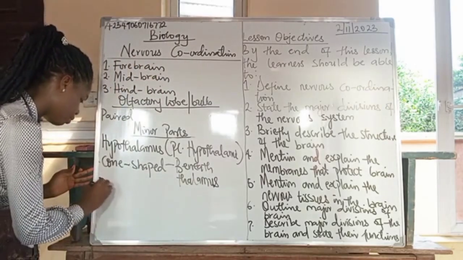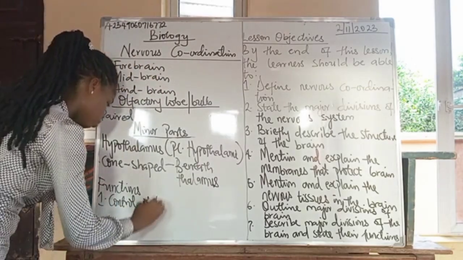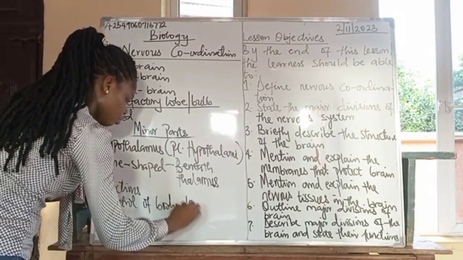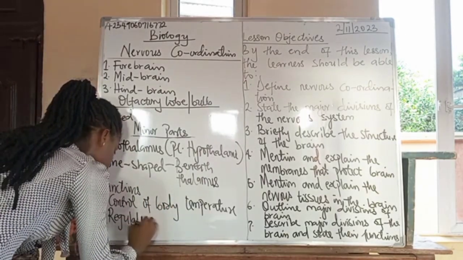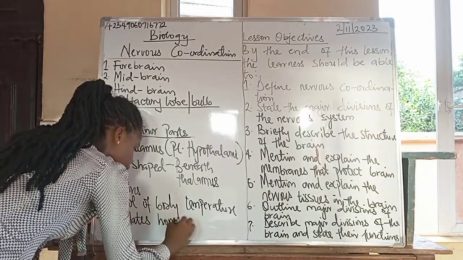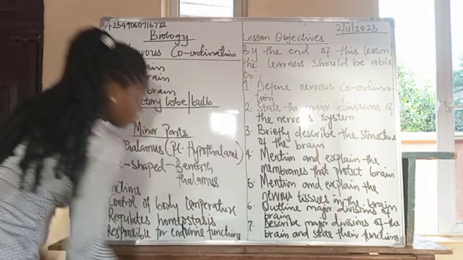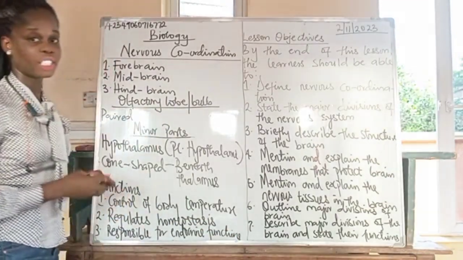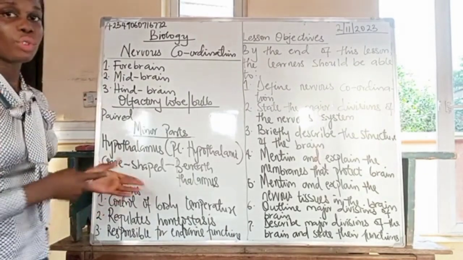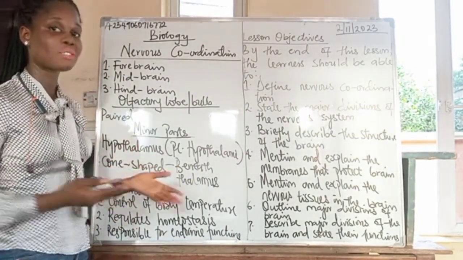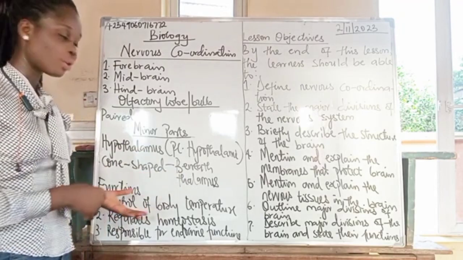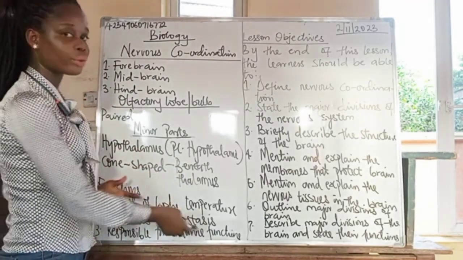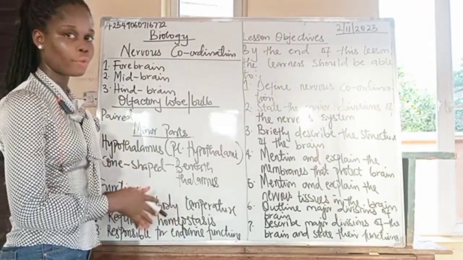For the functions we have: the hypothalamus is responsible for controlling the temperature of the body and for regulating homeostasis. That means that it is involved in the maintenance of a fairly constant internal environment in organisms. Lastly, it is responsible for endocrine functions, that is, the secretion of hormones.